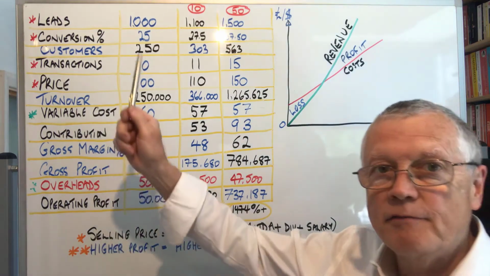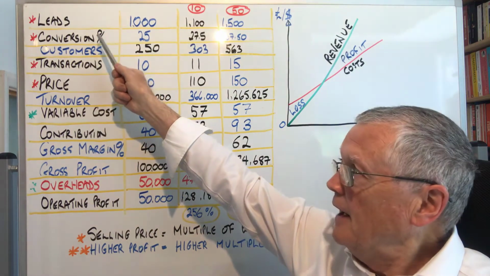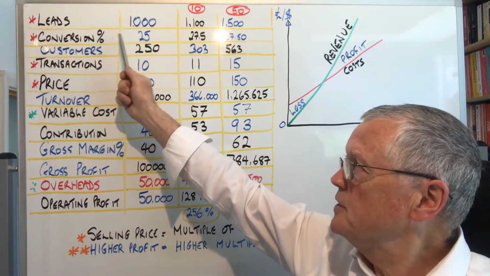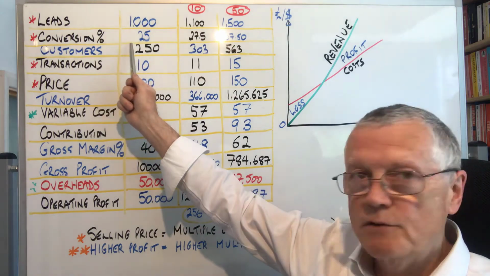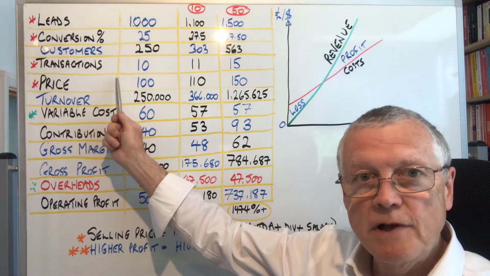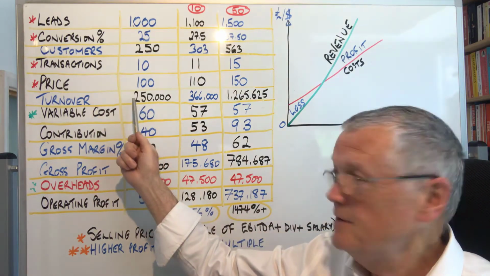So what I've done here is I've mapped out the key variables. So starting with our leads and how many we convert into customers. So here we've got 1,000 leads converting 25% into customers, 250. They buy from us 10 times a year and spend $100 or pounds each time. So our turnover would be 250,000.